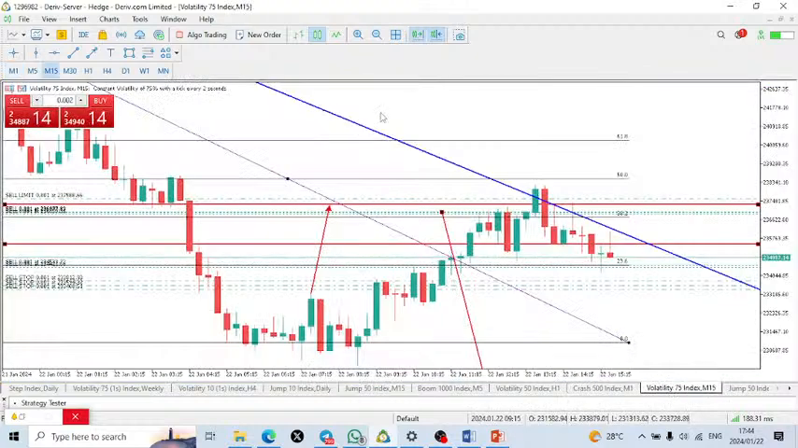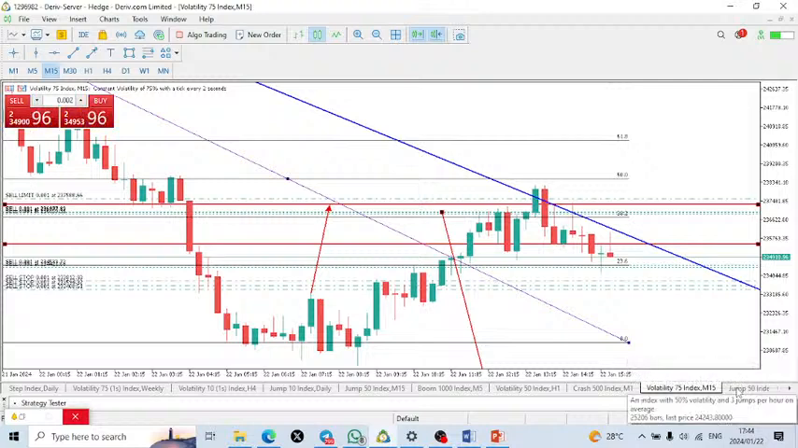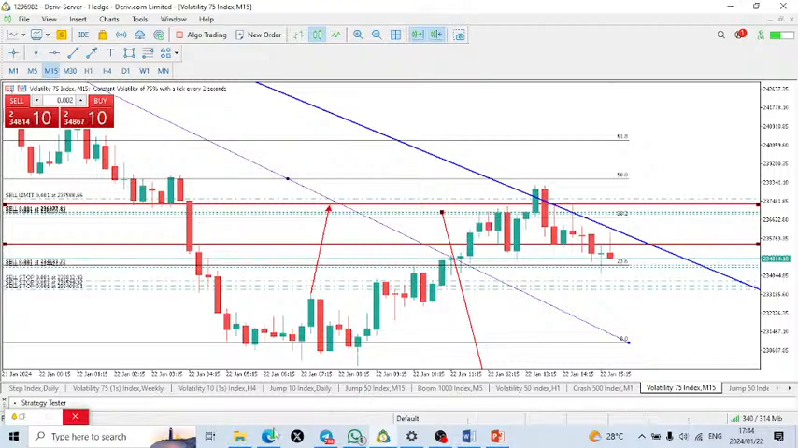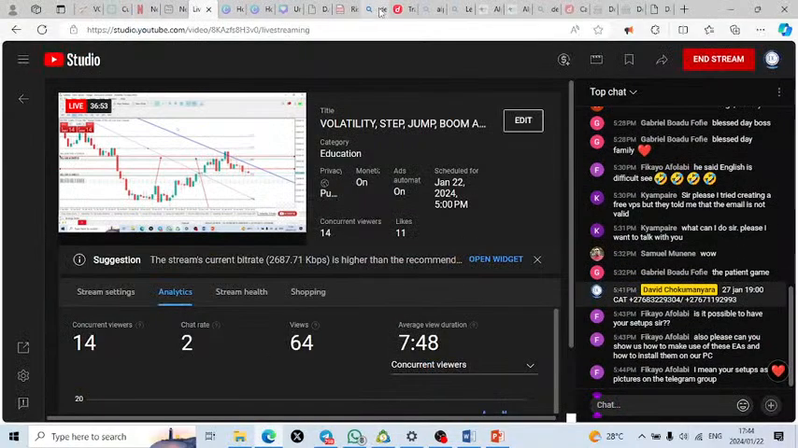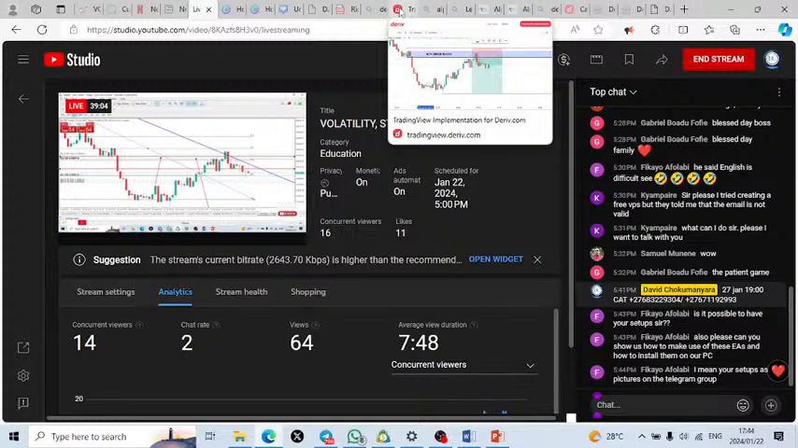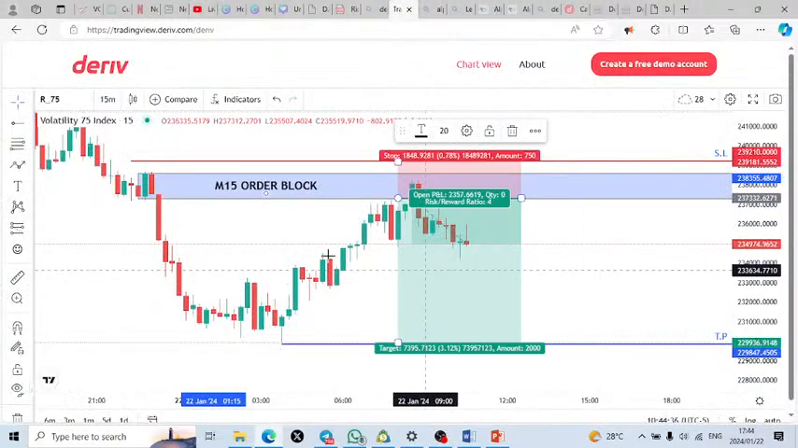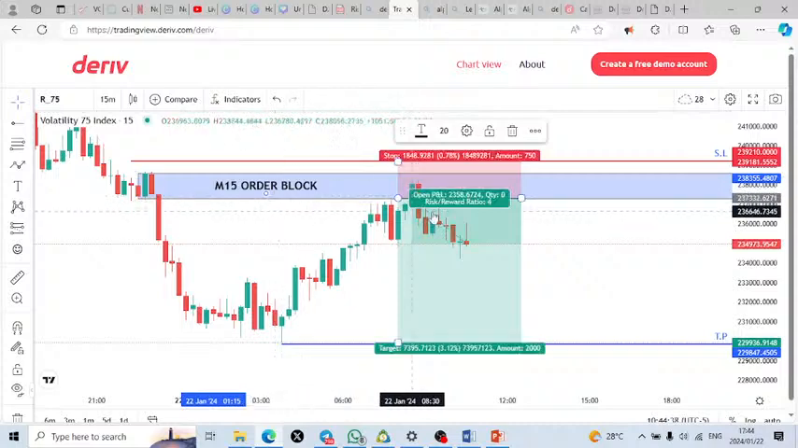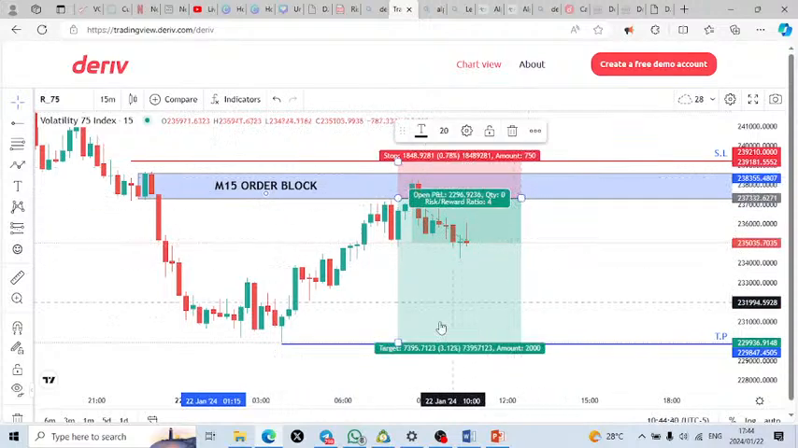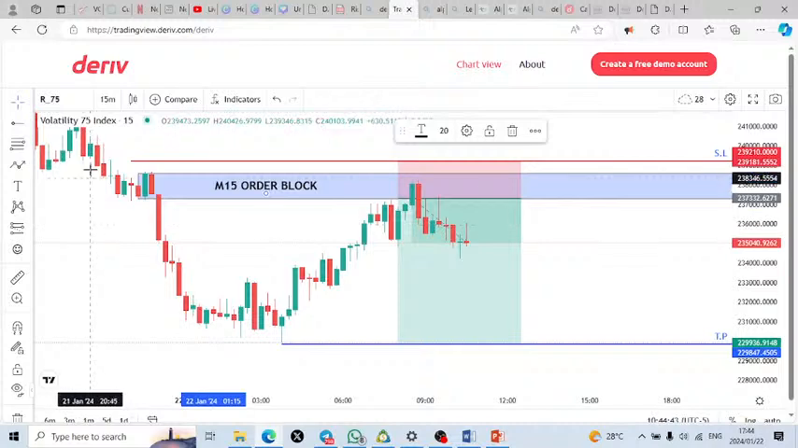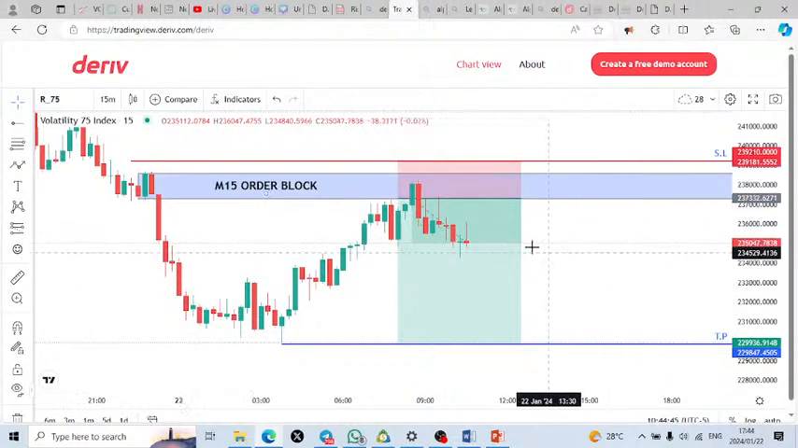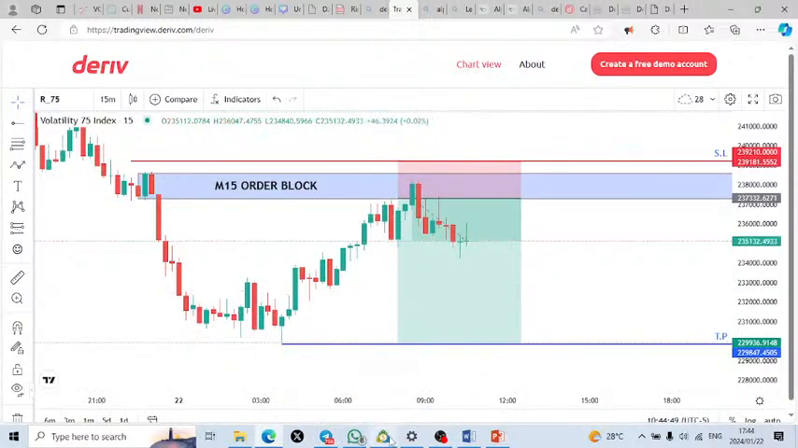Let's go to the 75. So this is a setup, a trade that I took. I'm actually in that trade waiting for the price to hit our target. I think we gave this somewhere here. So there was this order block here, our stop loss was here, and then we're anticipating the price should reach this particular level. Okay, so this is in Volatility 75.